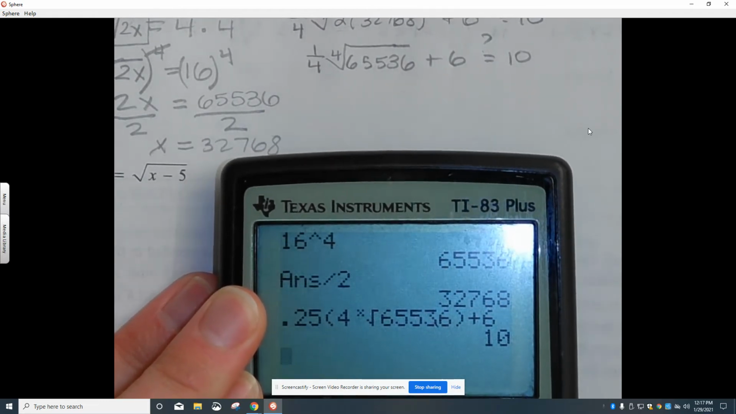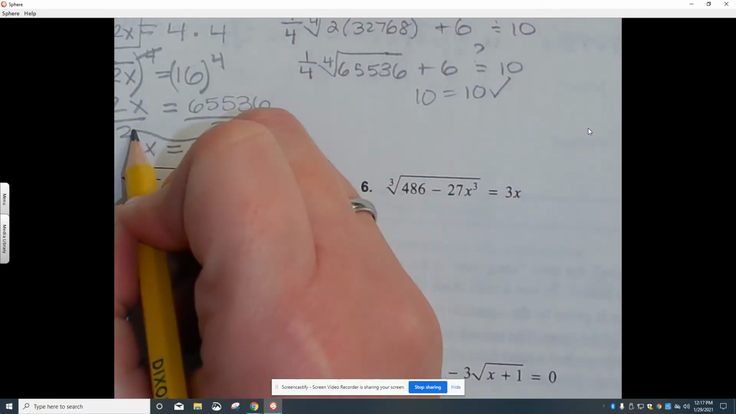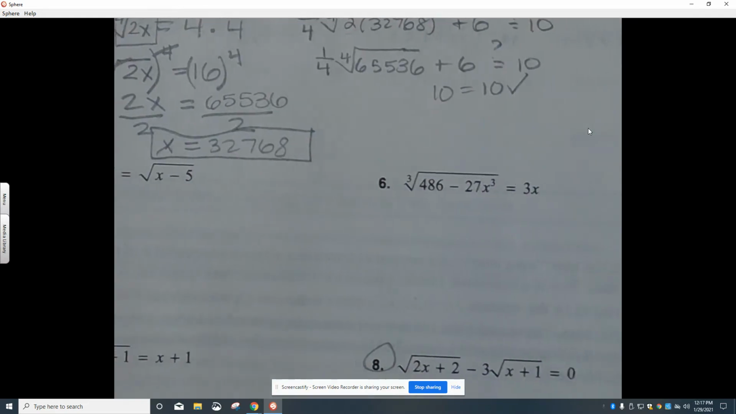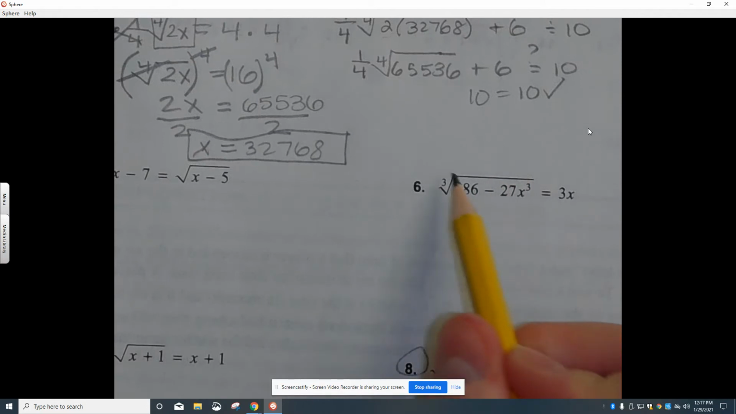And then we do get 10. So this is true. 10 equals 10. So this is our final answer. But don't be fooled. There are some that do have extraneous solutions. All right, let's look at number 5.